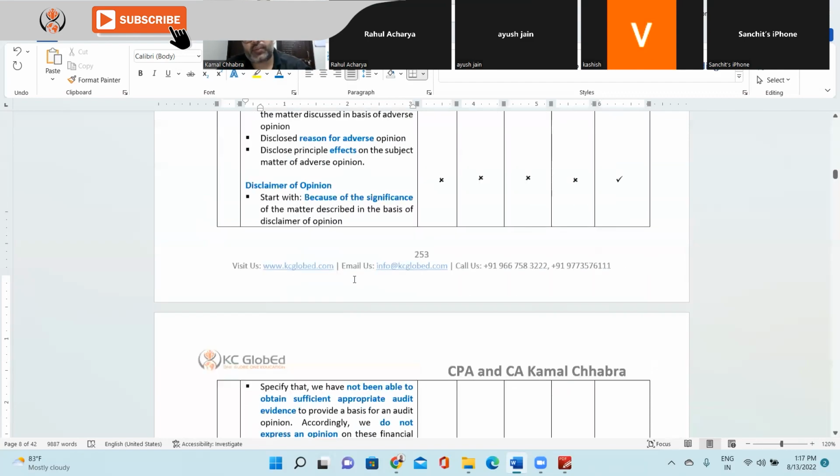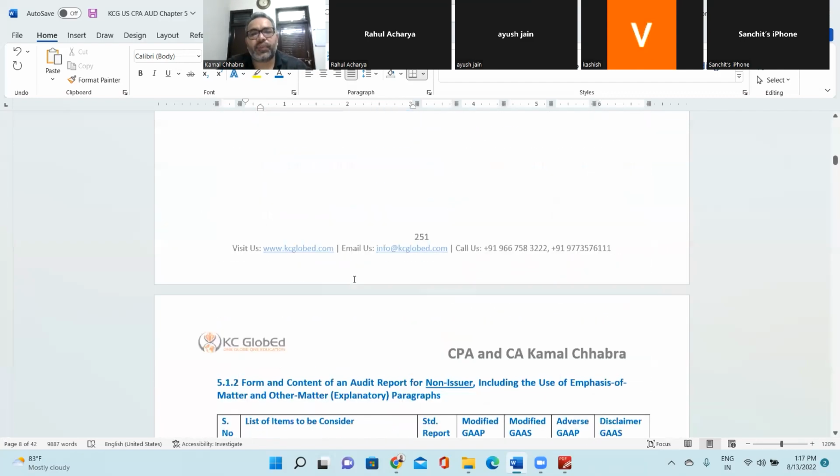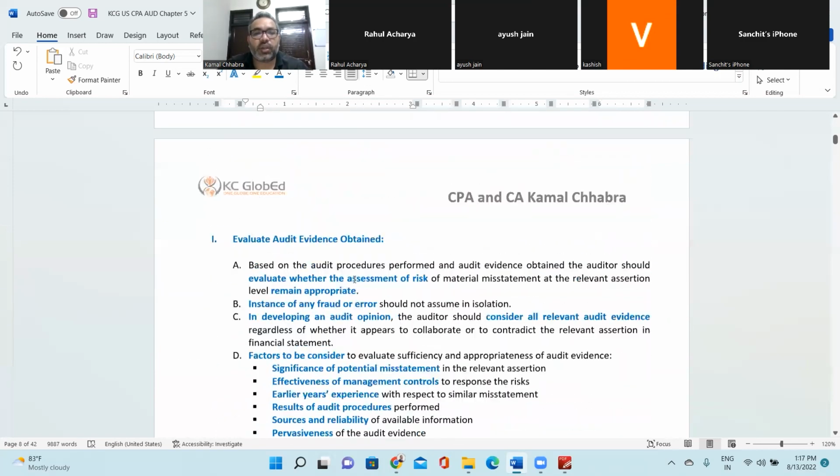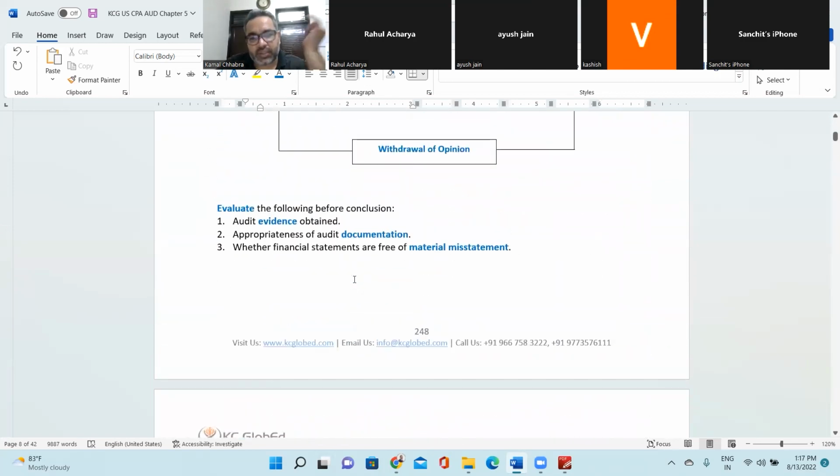So if you go back to the morning session, we discussed three major things for reaching a conclusion. Audit evidence obtained, appropriateness of documents, and third, whether the financial statements are free from material misstatement or not. So you need to evaluate this before reaching any conclusion.